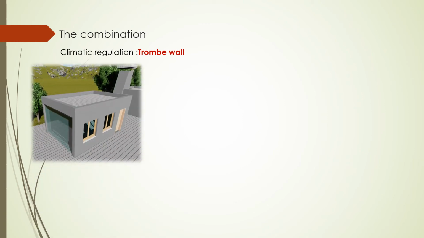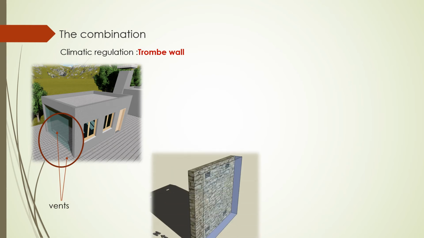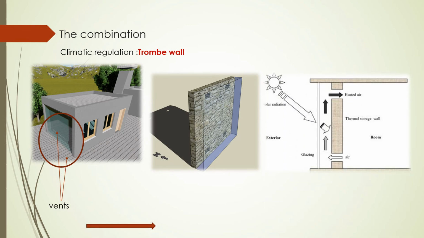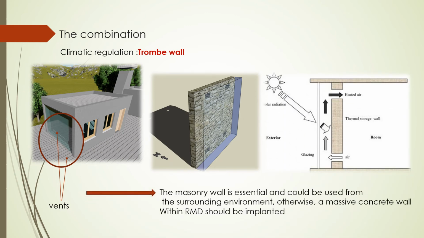Also, the trombone wall could be used on one of the most exposed elevations to the sun, the south elevation, to collect heat through the glass layer. The heat gained from the sun warms up the cool air leaving the space through the lower vents to recapture it as hot air, which enters the space through upper vents at high pressure. Let's not forget that the masonry wall is essential and could be built from the surrounding environment. Otherwise, a massive concrete wall with RMD should be implemented.